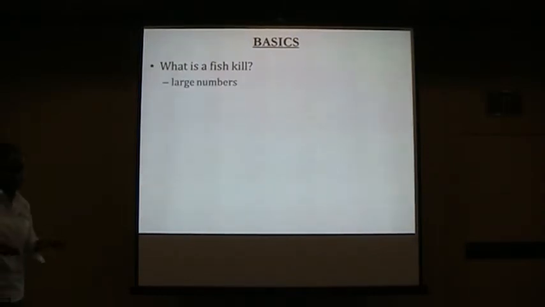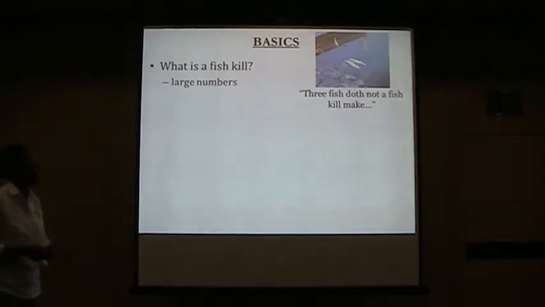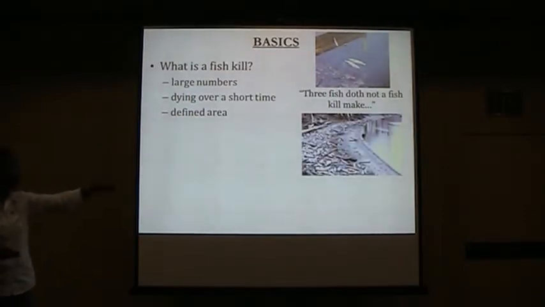Okay, so starting with the basics of a fish kill. When you define a fish kill, one of the first things you look at is the numbers. So 3 fish does not a fish kill make. Oftentimes a pond owner will come out and see 3 dead fish and be all in a huff because they think something's going wrong with their lake, but this happens. The other thing is that the fish die over a short period of time and in a defined area. So that's a fish kill.